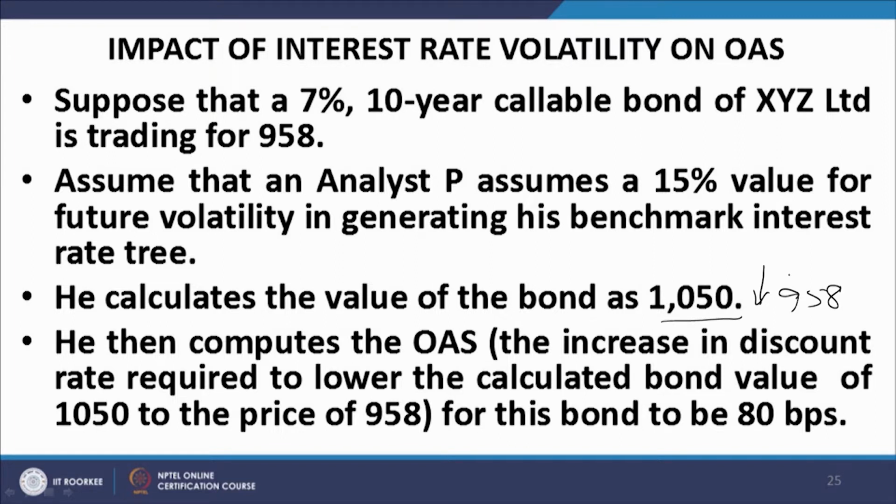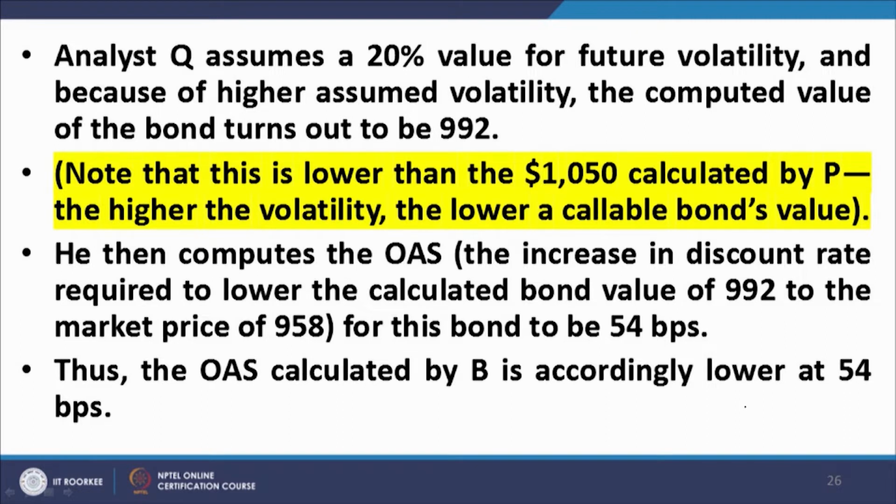Let us assume that the add on that is required is 80 basis points. Then this 80 basis points constitutes the option adjusted spread. Now, suppose another analyst Q assumes a 20% value of future volatility in calibrating his interest rate tree. What will happen to the computed value? As I mentioned, the value of the call option will increase because of greater volatility, and because the investor is short in the call on a callable bond, the value of the callable bond will decrease. Let us assume that the computed value of the callable bond on this new tree, on the 20% volatility tree, turns out to be 992.